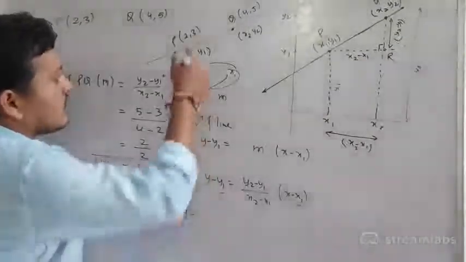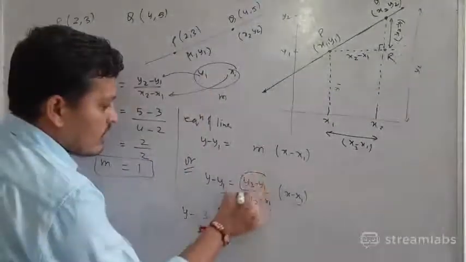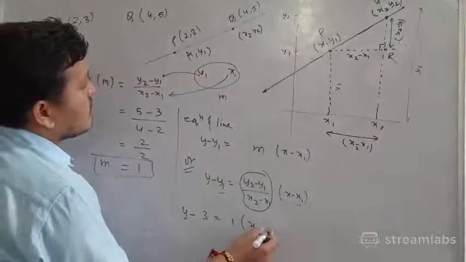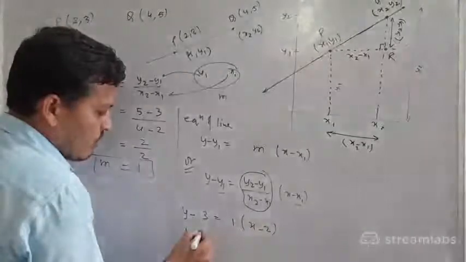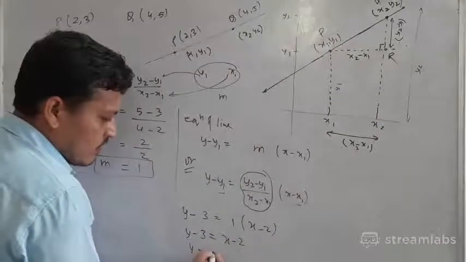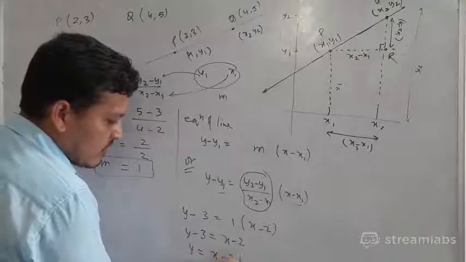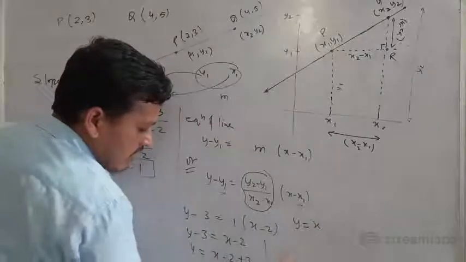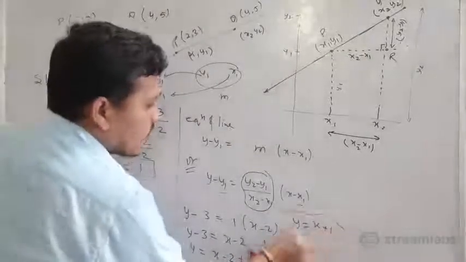y minus y1, what is y1? y minus 3 is equal to, what is the value of this whole part? It is 1, and x minus x1. x1 is 2. So y minus 3 is equal to x minus 2. So we can write y is equal to x minus 2 plus 3. So the equation of the line is y is equal to x plus 1. This is the equation of the line.